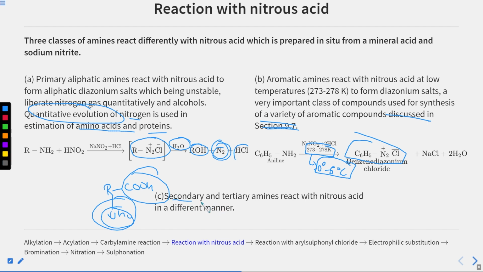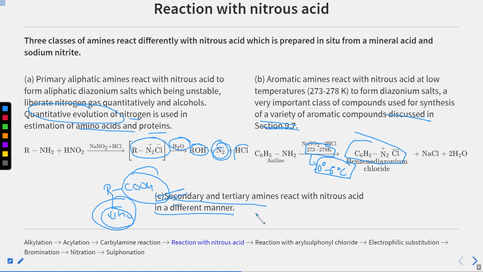Now secondary and tertiary amines do not give this reaction. This is a very important point to remember, that only the primary aliphatic amine and the aromatic amine give the reaction with nitrous acid. The secondary and tertiary do not give any such reaction.